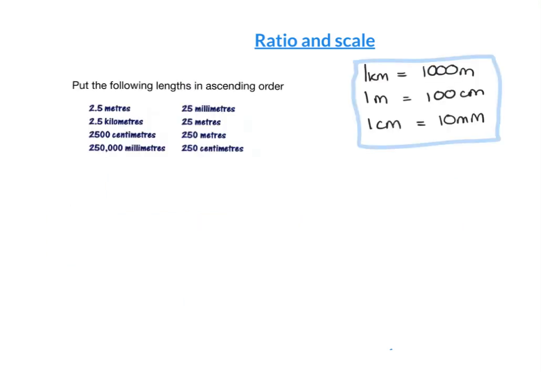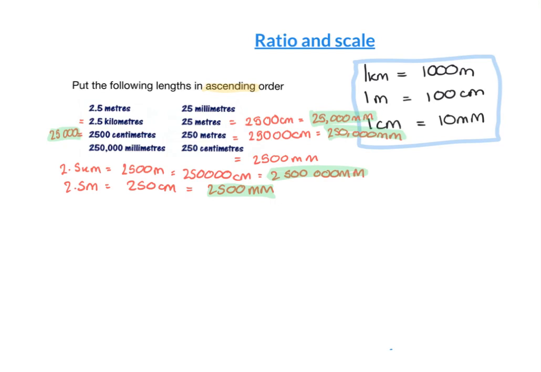Okay, I've just got a task for you to have a go at now, which is to put the following lengths in ascending order. Okay, the key word here is ascending. If you ascend a mountain, you're going from the bottom to the top, and so you're putting them in order from the smallest to the largest. Okay, so if you just pause this video now, and I want you to have a go at putting all of those units in order. I would start, just a little clue, with turning them into the smallest unit. Okay, so find the smallest unit there and convert all of the measures into that unit.